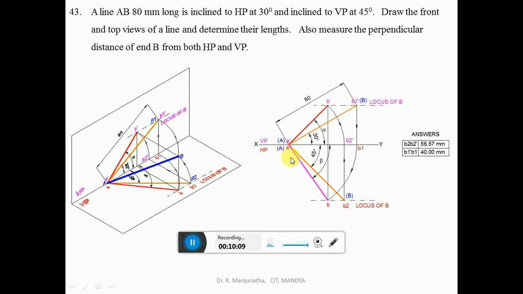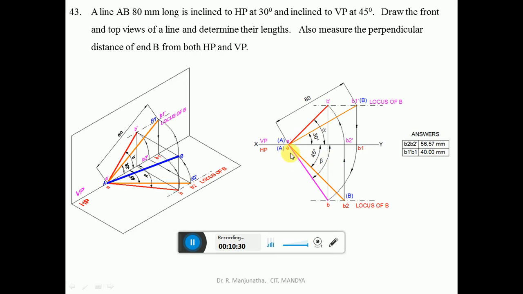Then join A to B with a dark line. Measure this angle as beta. This is the apparent inclination in VP, or with respect to VP. Now we are going to find the front view and its inclination.